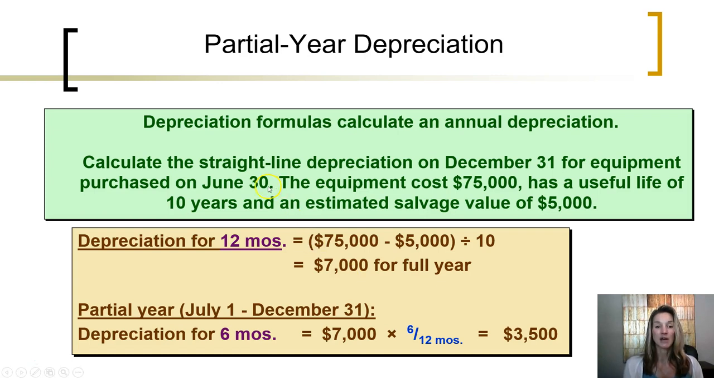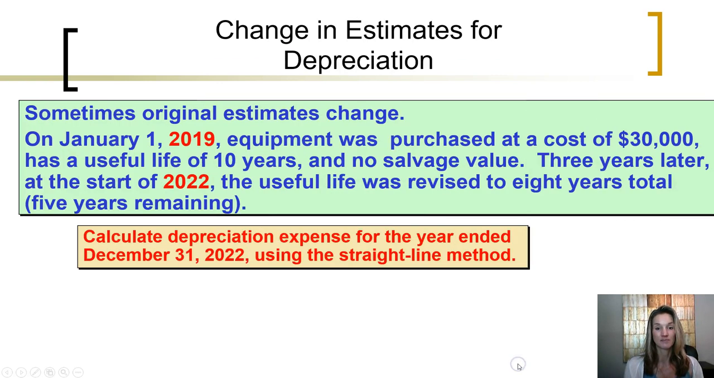Because the asset was not acquired until halfway through the year, we need to take the annual amount of depreciation and multiply it by the fraction of the year, 6 out of 12 months or 1/2 year. So the depreciation expense to record for that first year would be $3,500.